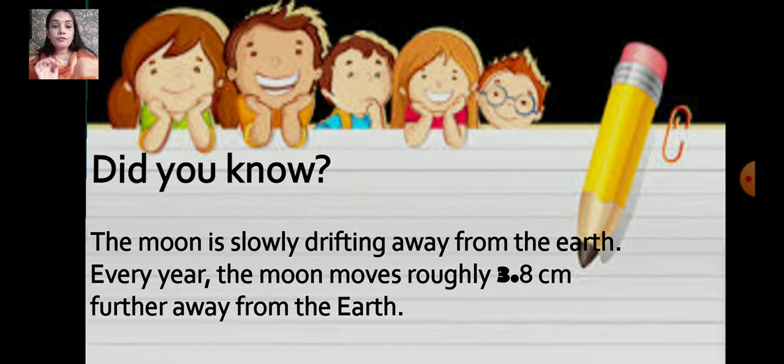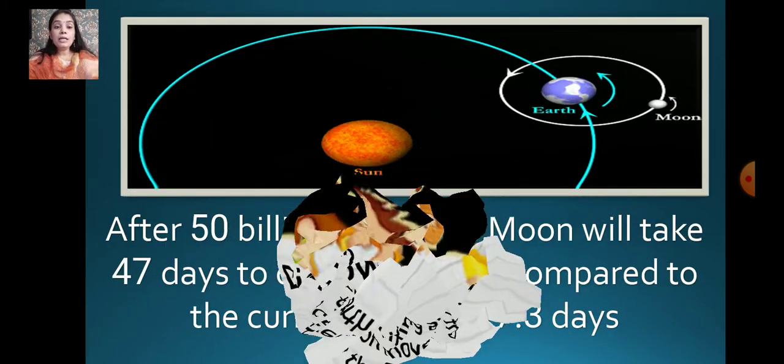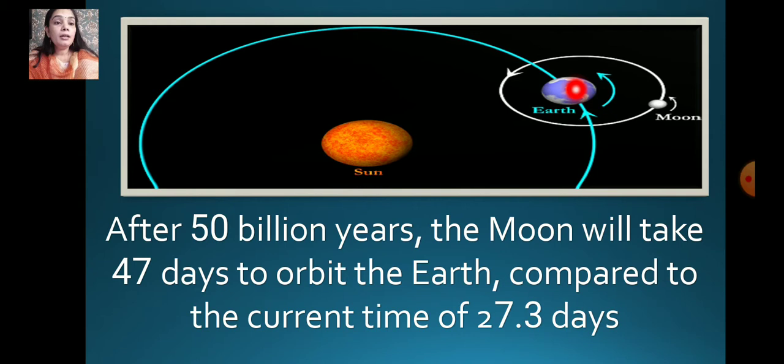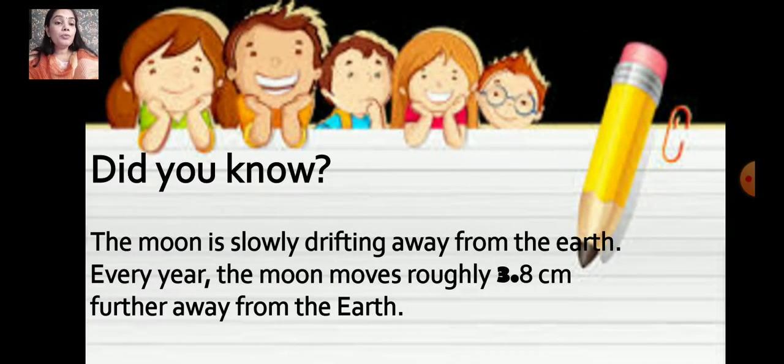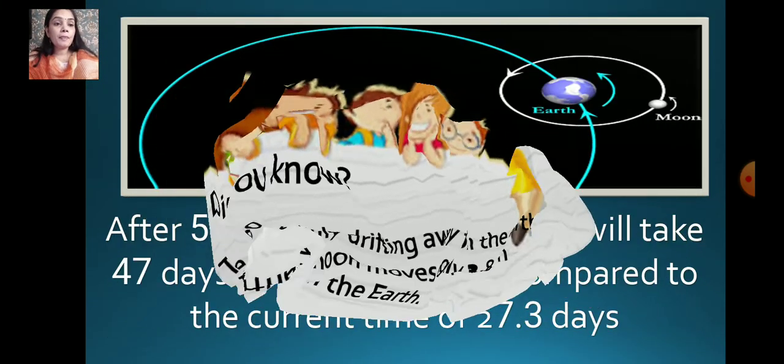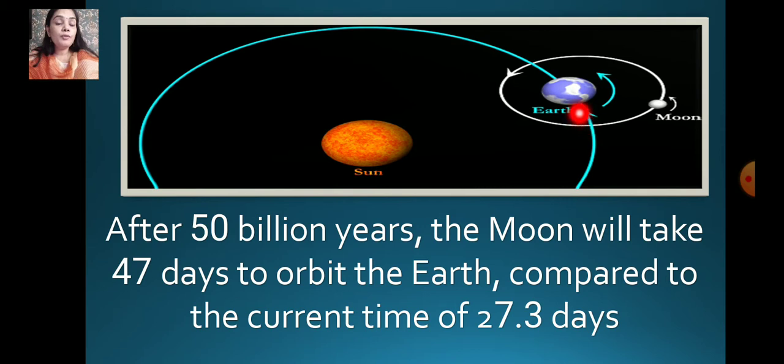After 50 billion years, can you see the earth here? This is the moon. It goes around the earth. Slowly it is drifting away. It is moving away from the earth. So how much is it moving now? It is moving 3.8 centimeters. So the moon is going far away from the earth every year.